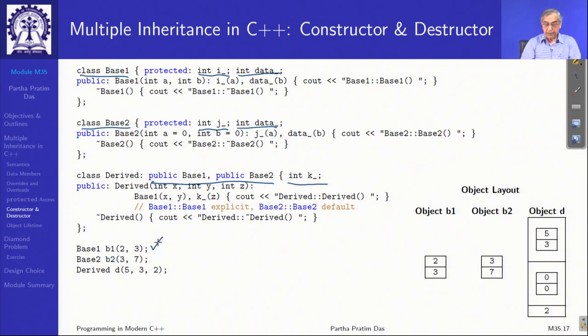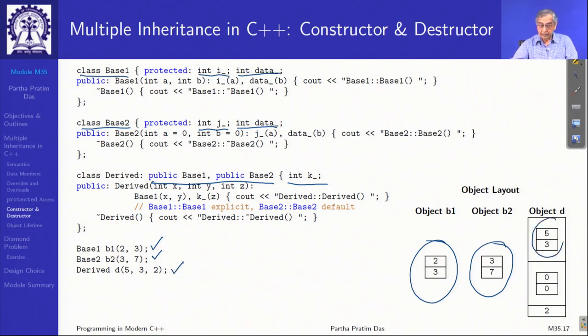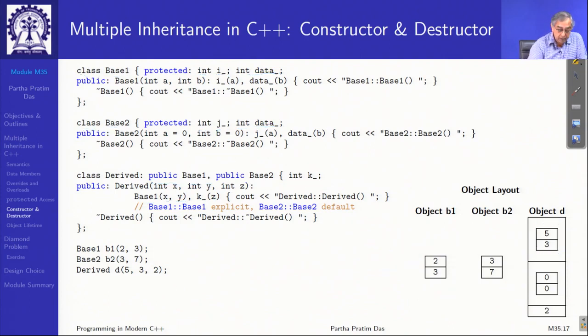So, if I construct a base 1 object, I will get something like this. I do a base 2 object, I will get something like this, and if I do a derived object, then I will get this base 1. Why will I get the base 1? Because the x y I have passed to base 1, that is I have explicitly constructed base 1. This is an important point, needs to be looked at. If you look into this point, the initializer list for the derived class, I have explicitly constructed base 1.